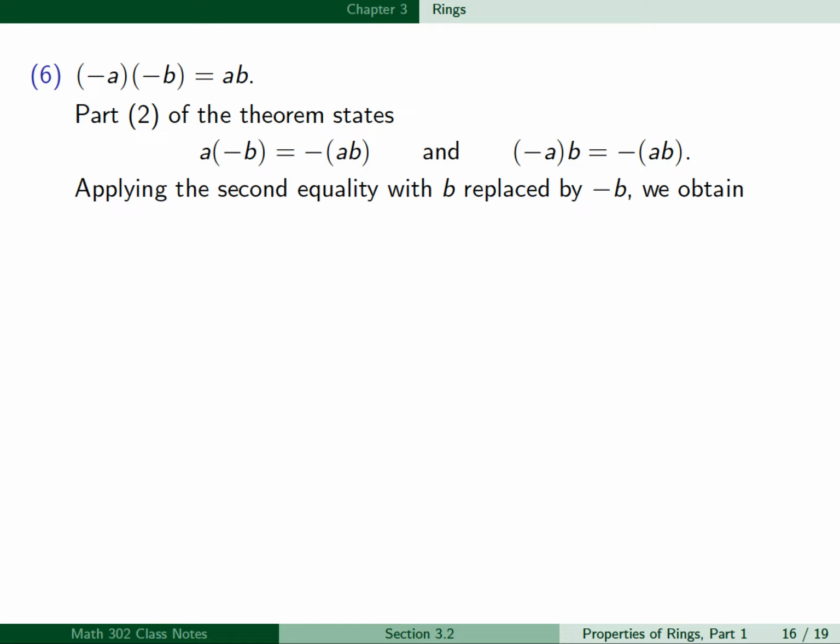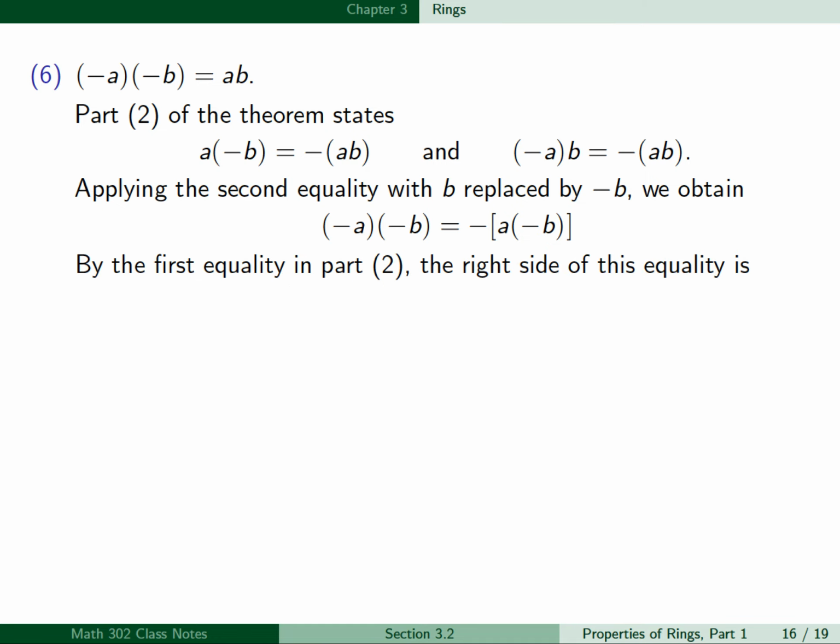Now applying the second equality with b replaced by minus b, we obtain minus a times minus b on the left side, and then on the right side we'll have minus the quantity a times minus b. So part 2 holds for any elements a and b, and so we can certainly apply that equality in part 2 with b replaced by minus b. Now by the first equality in part 2, the right side of this equality, minus the quantity a times minus b, is going to be equal to minus minus ab.